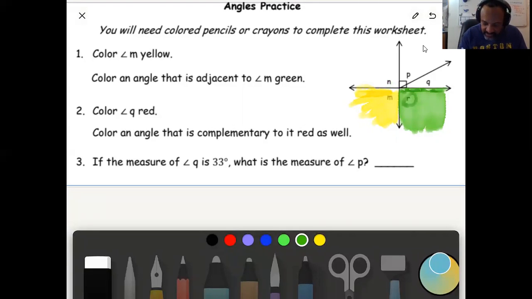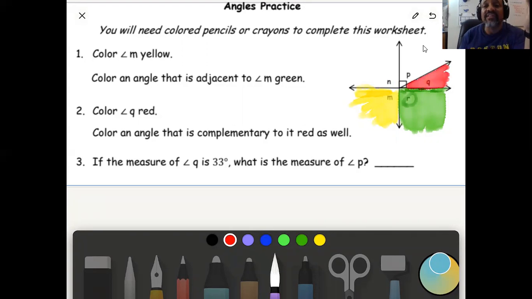Okay, now, what's the next thing? They want us to color the angle Q. They want us to color that red. So Q is right here. So we're going to color, oops, I didn't change the color. We're going to color this red. So this is Q. That's red.